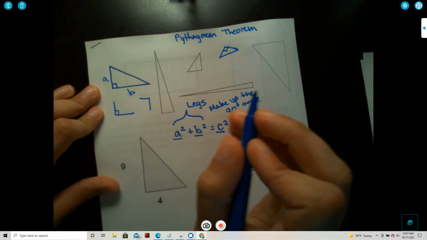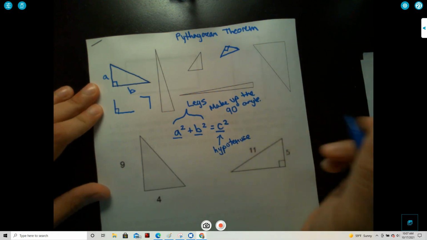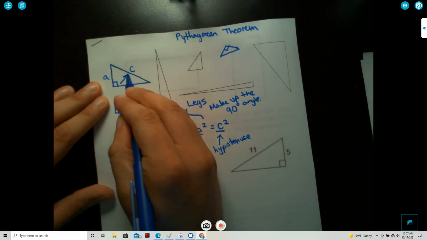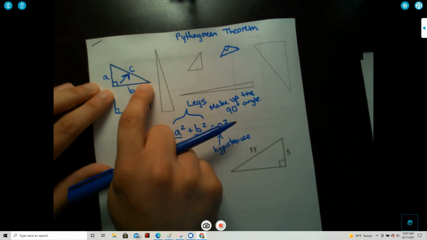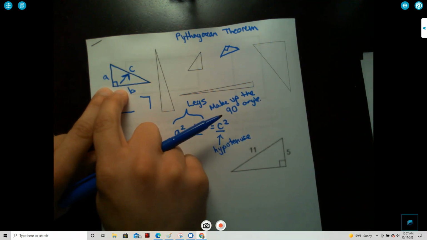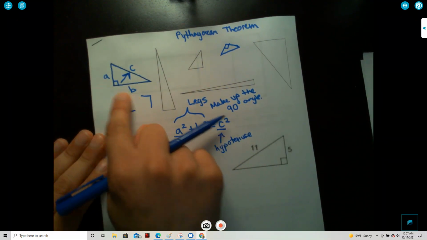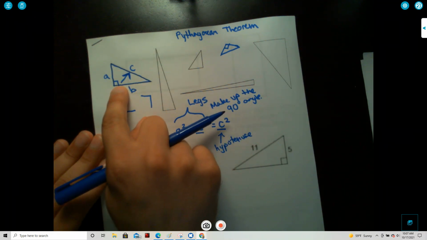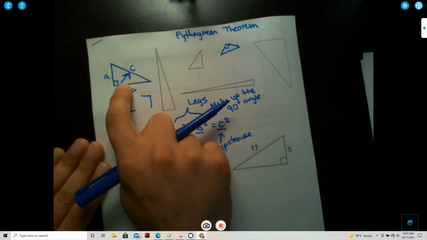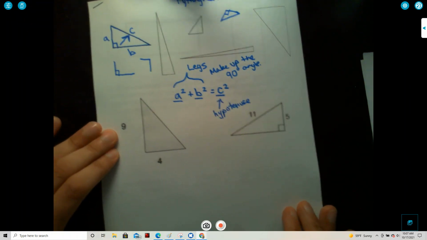What does matter though is your C variable, your hypotenuse. So your hypotenuse is always the C variable, and it's always opposite from the 90-degree angle. So the side length C does not touch or make up the 90 degrees. It's opposite from the 90-degree angle. So always keep that in mind. Your A and B variables make the L shape, and your hypotenuse, the C variable, what you plug in for C, remember, is on the right side of the equal sign, and is always opposite from your right angle.